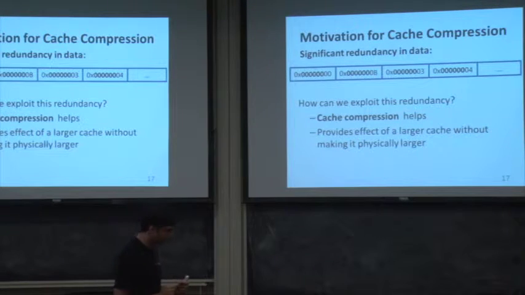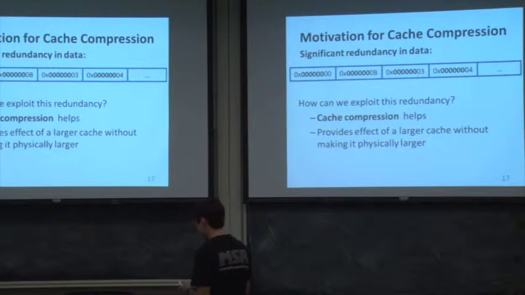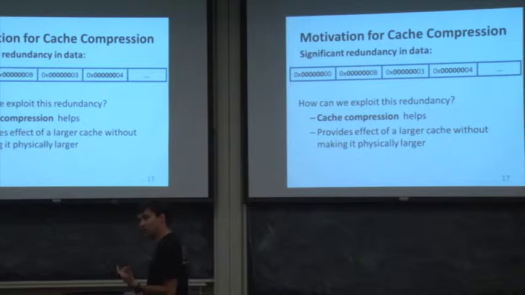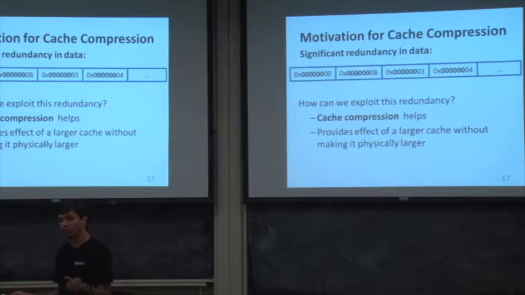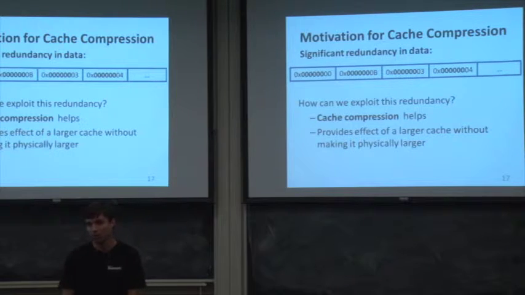So now we're going into motivation. As I said, there is significant redundancy in data, and here is an example of such redundancy. These are four consecutive words taken from either a cache line or a memory footprint of one of the SPEC applications. You see there are tons of zeros there, right? And you may ask why that happens. Well, there can be multiple reasons why that happened.